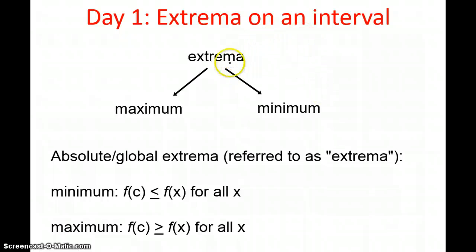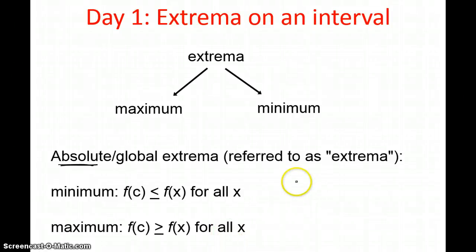Okay, extrema. Extrema is defined as a maximum or a minimum. An absolute, we'll refer to it as absolute. Some textbooks refer to it as a global extrema. So the minimum would be some value that is less than or equal to every other value of the function. A maximum, you can find some y value that's bigger than or equal to every other y value on the entire domain.